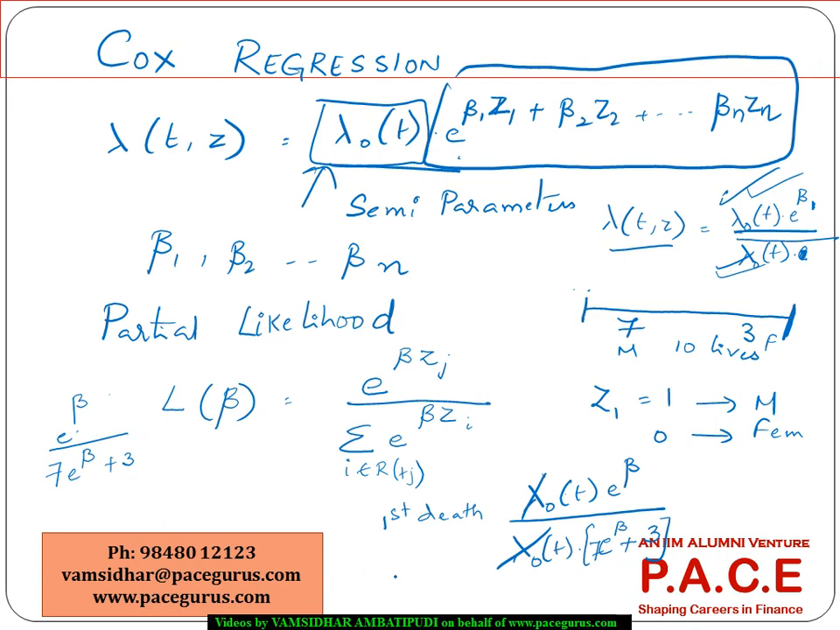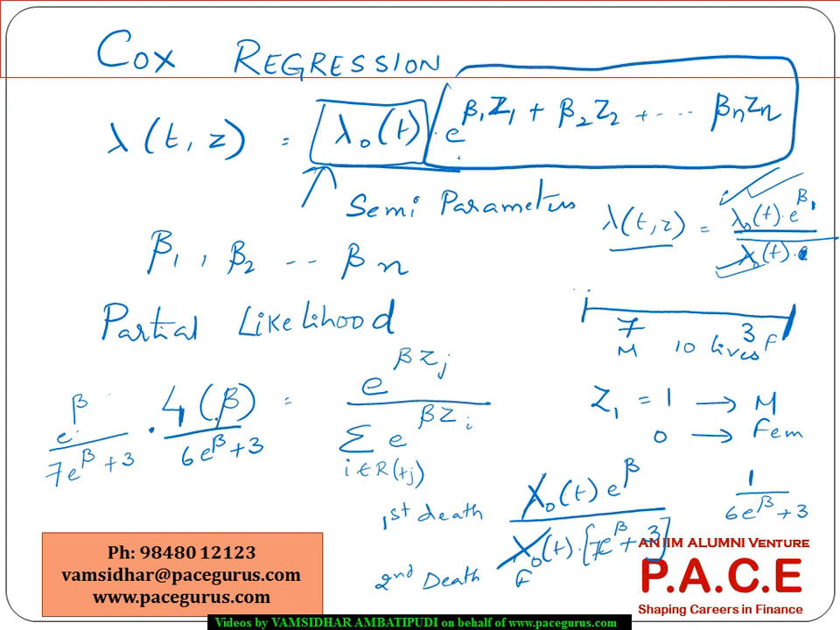Now let's say after a few more days, the second death has occurred and the second death is a female. Now for a female, the hazard function is only 1. But one male has already died, so there are only 6 males left and 3 females. So for the second death, the hazard function will become 1 by 6 e power beta plus 3.